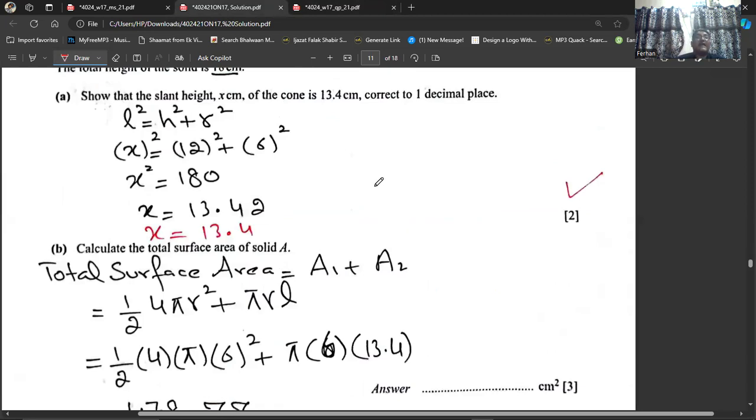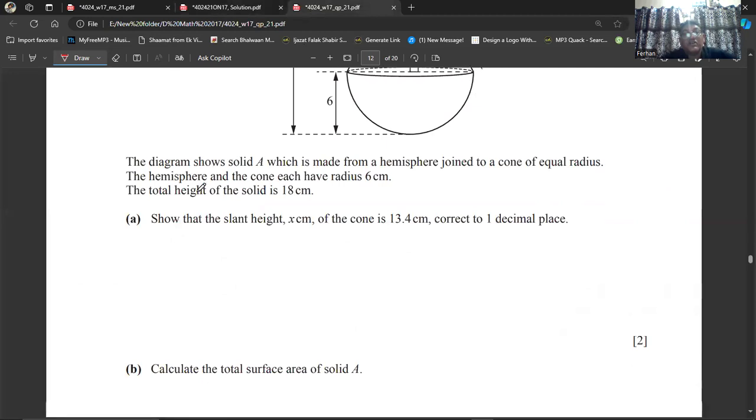So you know the slant height L square is equal to h square plus r square. So the slant height is x. So x square is equal to h, which is 12 square, plus radius, which is 6 square. So x square equals 144 plus 36, and that will be 180. So x will be equal to the square root of both sides. So you will have 13.42. So the x value is 13.4 centimeters. This was how we were supposed to show that the slant height is this much.